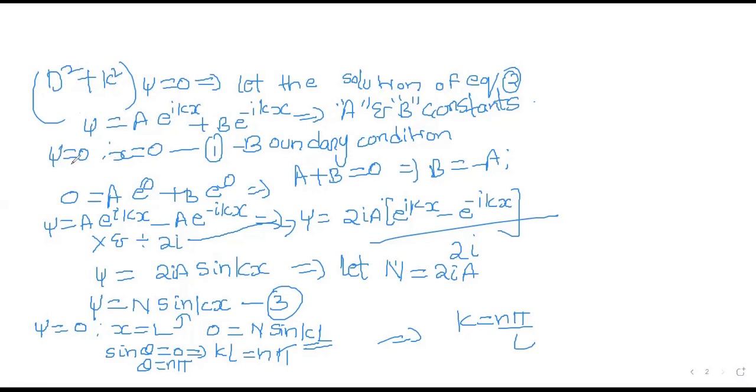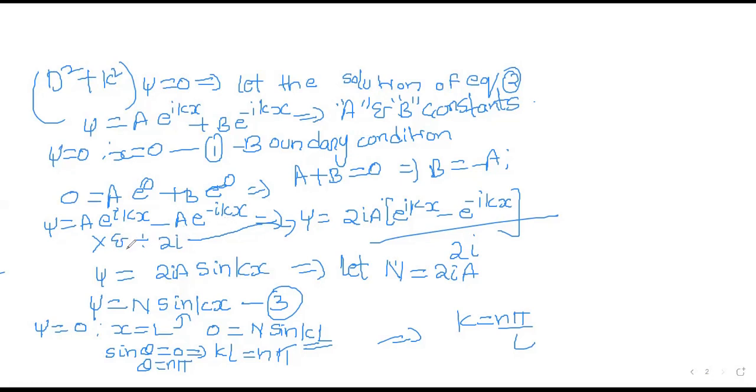In the figure, it is written psi is equal to 0. First boundary condition: when there is no wave function, it means there is no particle, so at x is equal to 0, psi is equal to 0. We replace this in the solution: a into e to the power of 0 plus b into e to the power of 0, so a plus b is equal to 0, and b can be written as minus a. So psi is equal to a into e to the power of ikx minus a into e to the power of minus ikx.